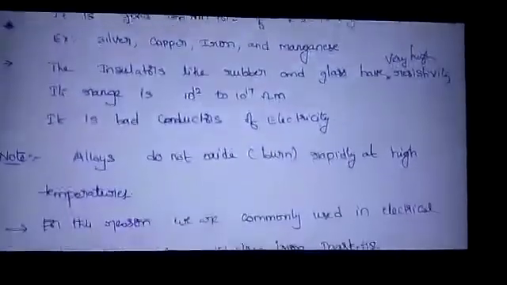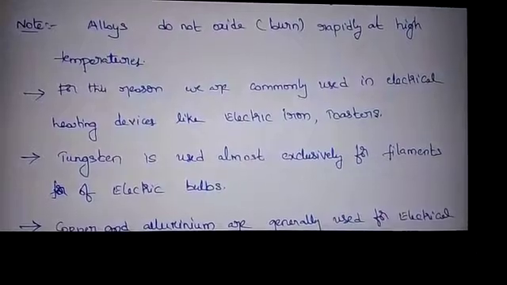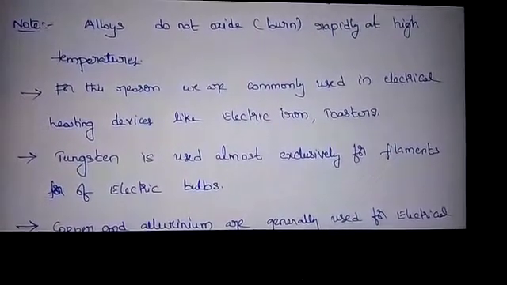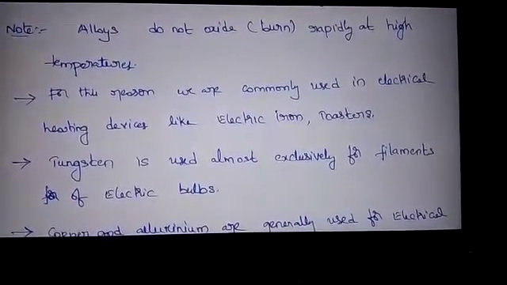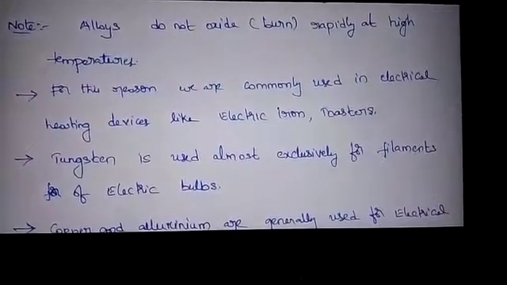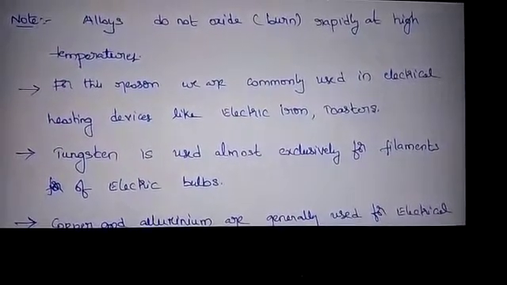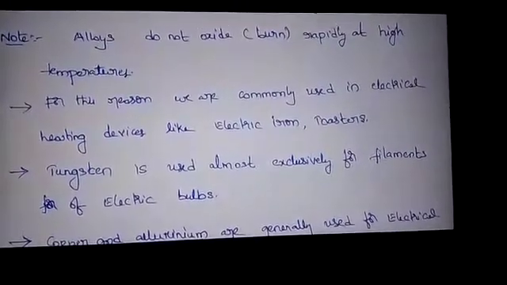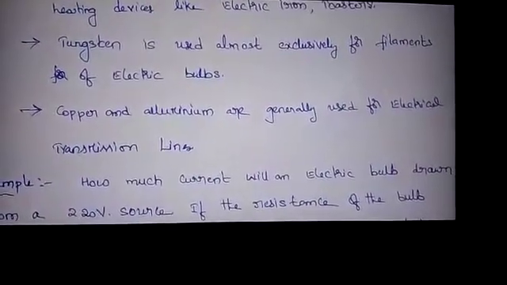See some notes here. Metals and alloys do not oxidise easily. Even at very high temperatures they burn but do not get destroyed. For this reason they are commonly used in electrical heating devices like electric irons and toasters. The electric bulb has a filament made of tungsten, which is used almost exclusively for filaments of electric bulbs, and copper and aluminum wires are generally used for electrical transmission lines from power stations.